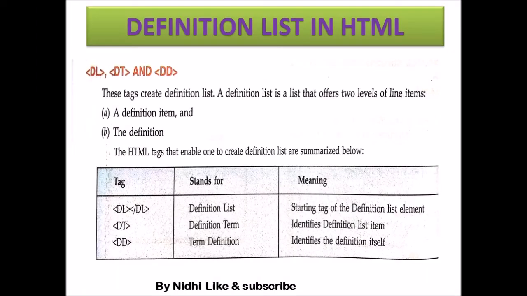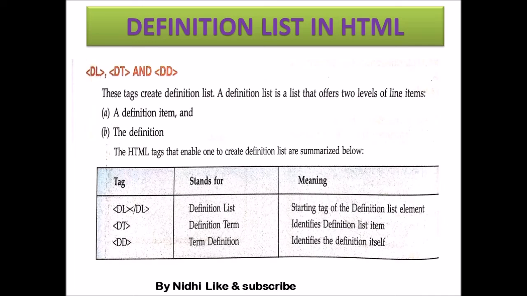Students, as you have seen in the ordered list and unordered list, we have used some tags. In unordered list, we have used the UL tag with LI, that is list item, and in ordered list we have used the OL tag with LI, that is list item. So the LI tag is common in both the ordered and unordered list, but the starting tag is different. In unordered list we have used UL and in ordered list we have used OL.